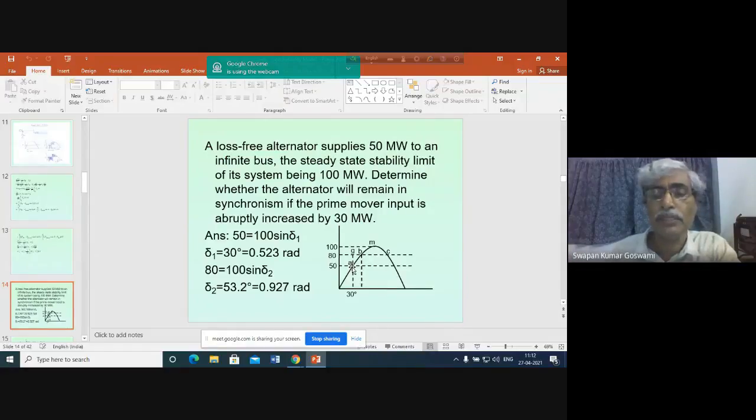Why is energy imparted into the rotor? Because energy is fed to the rotor. Why? Because this is the power input line and this is the power output curve. So input is greater than output. Obviously, there is excess energy. Where will this energy go?